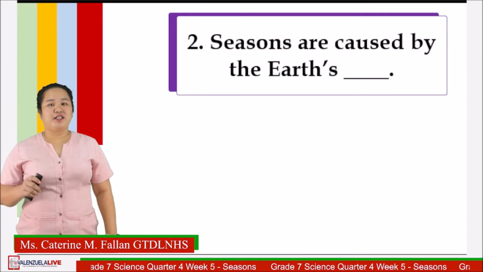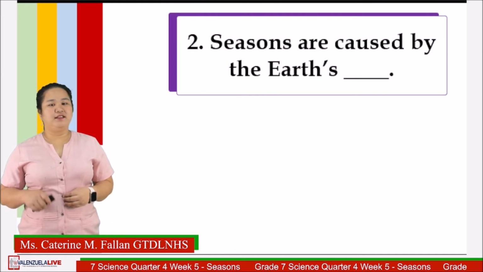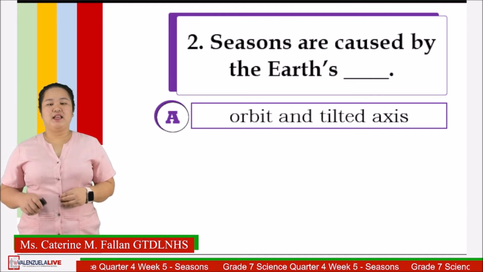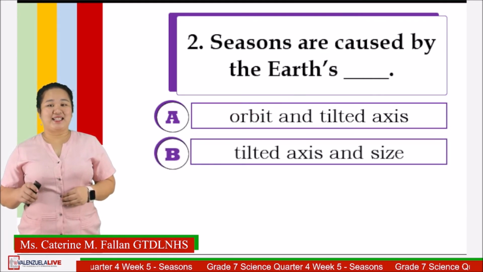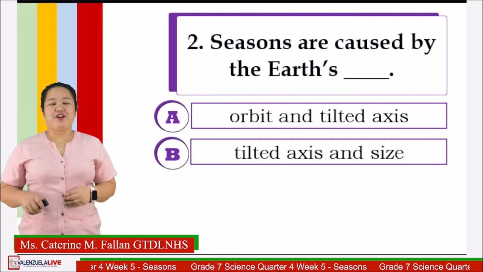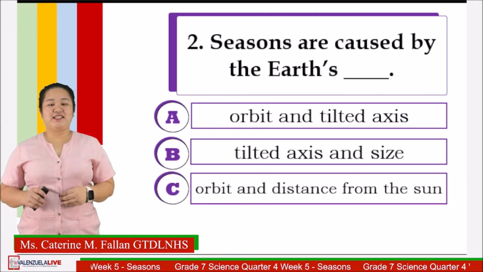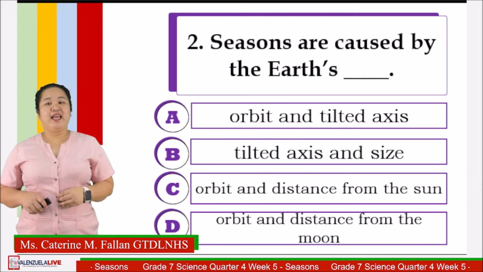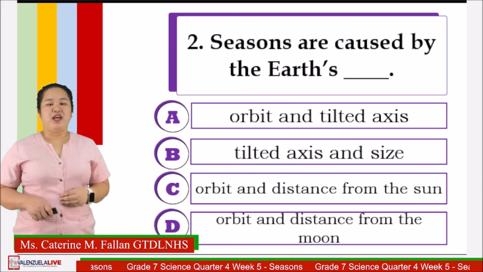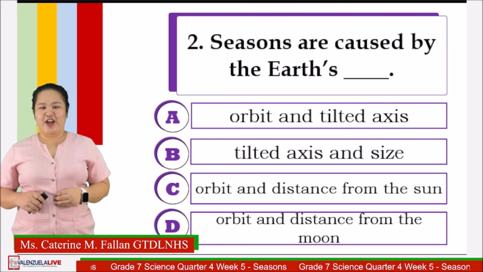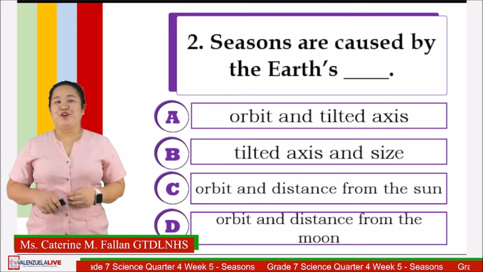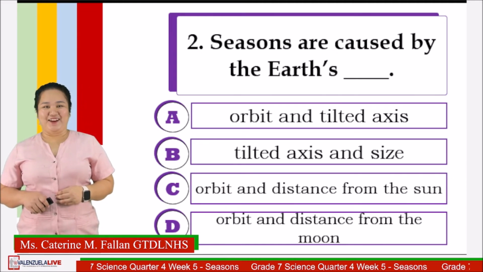Seasons are caused by the Earth's blank. A. Orbit and tilted axis. B. Tilted axis and size. Letter C. Orbit and distance from the sun. Or letter D. Orbit and distance from the moon. Think of the correct answer carefully and type it in our comment section. Your 5 seconds starts now.